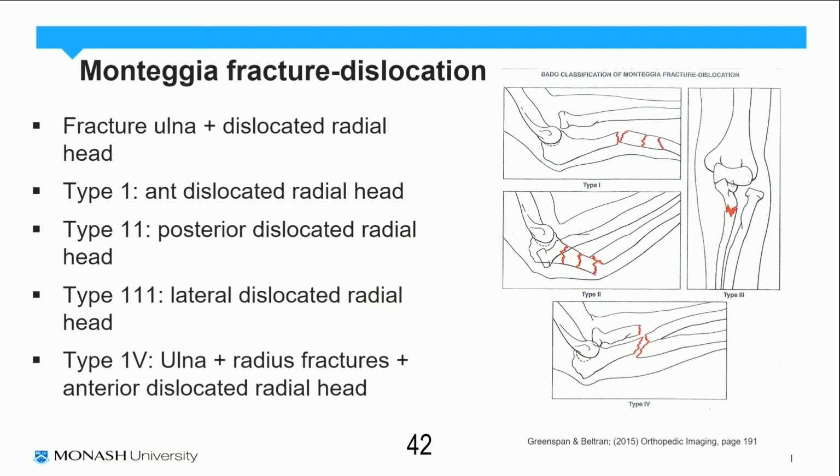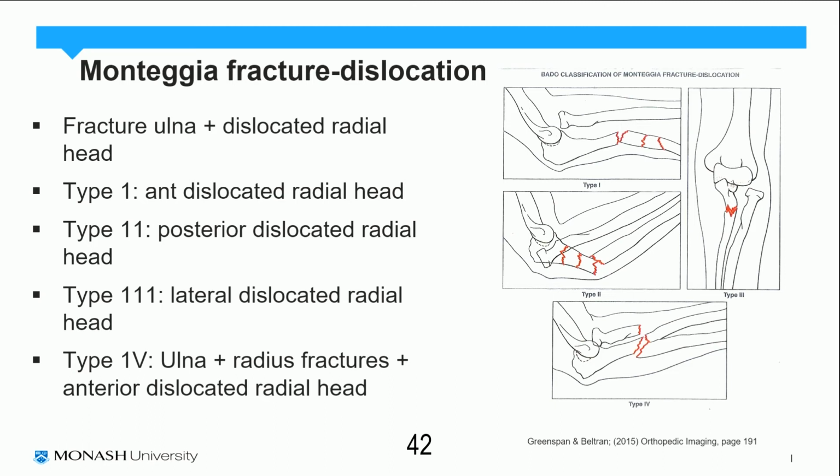Because the elbow forms a ring-like structure with the wrist, forearm fractures. So again, when you have a ring-like structure, there's always the possibility of more than one pathology. So Monteggia fracture dislocation will involve a fracture of the ulna and a dislocation of the radial head.